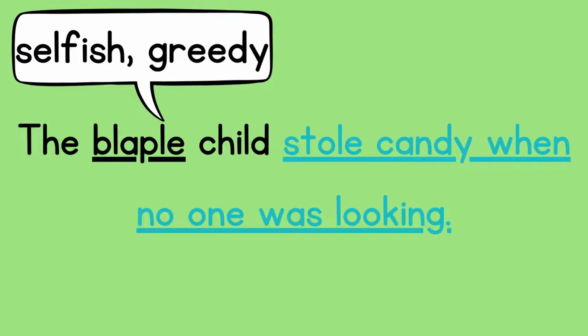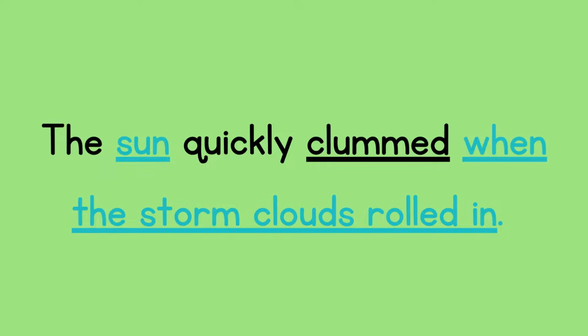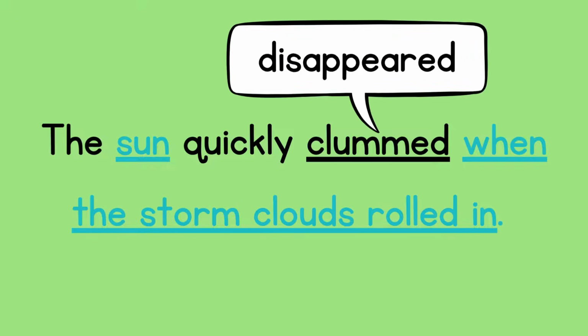Let's try another one. The sun quickly clummed when the storm clouds rolled in. What do you think clummed means? It tells us something happened to the sun when the storm clouds rolled in. So clummed must be maybe faded or disappeared. Is that what you thought?